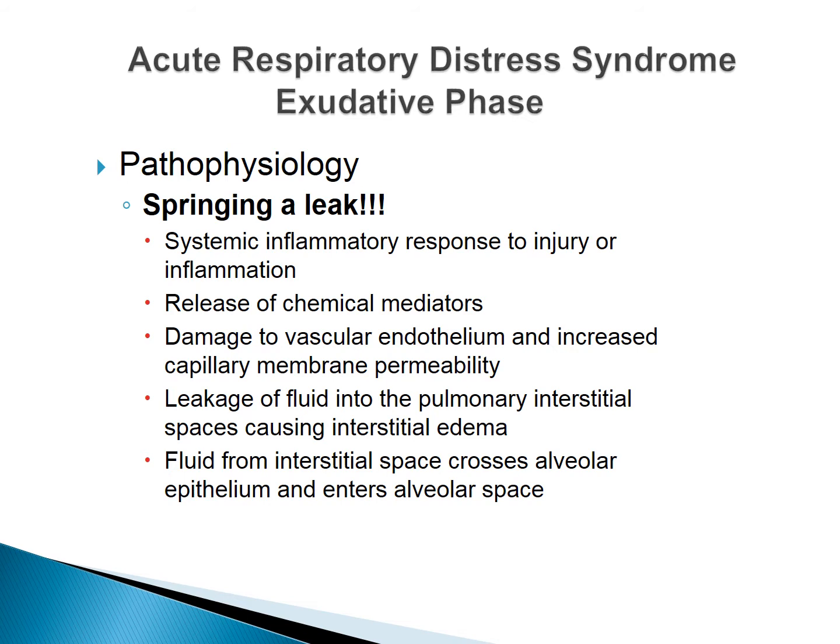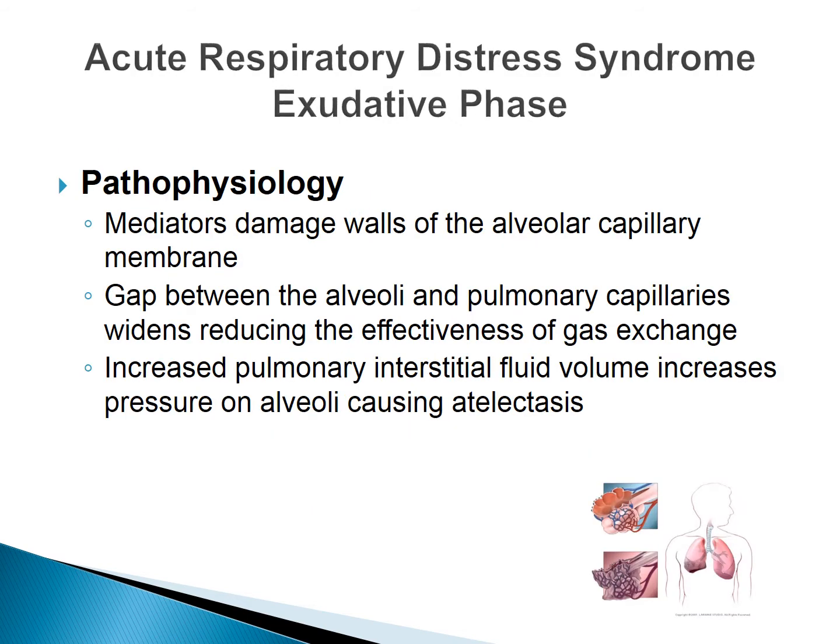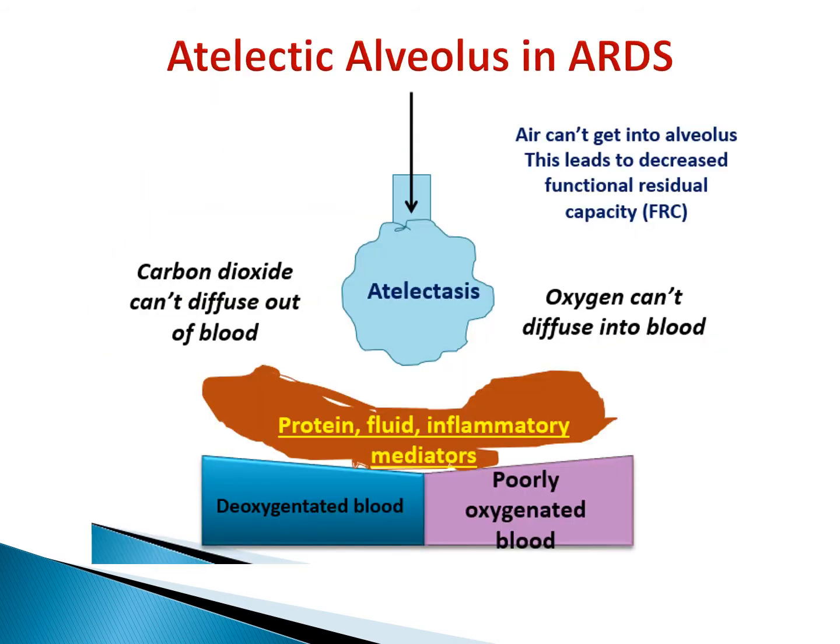Hence, what do we need? We need oxygen, and we need what labs? We need ABGs. Okay? So that's what's critical. So as this capillary permeability increases, like I said, protein and fluid start to leak out, and they go into this alveoli. All right, and the pulmonary edema is going to worsen and worsen and worsen. Okay, that's why I called that side of the patient springing a leak.